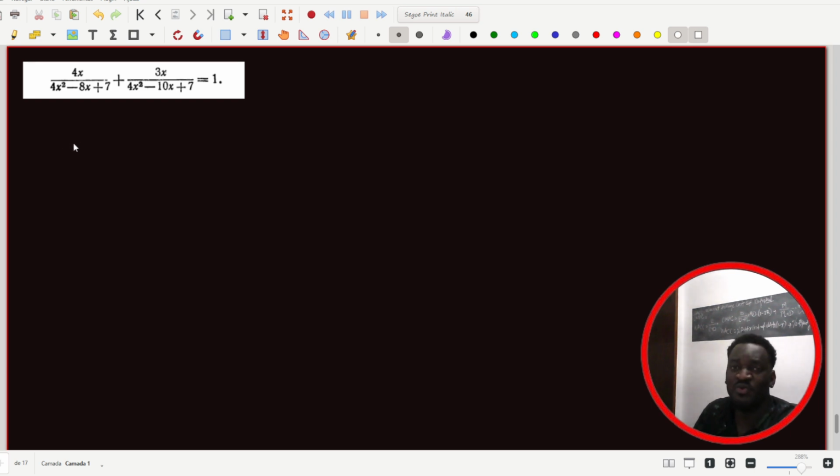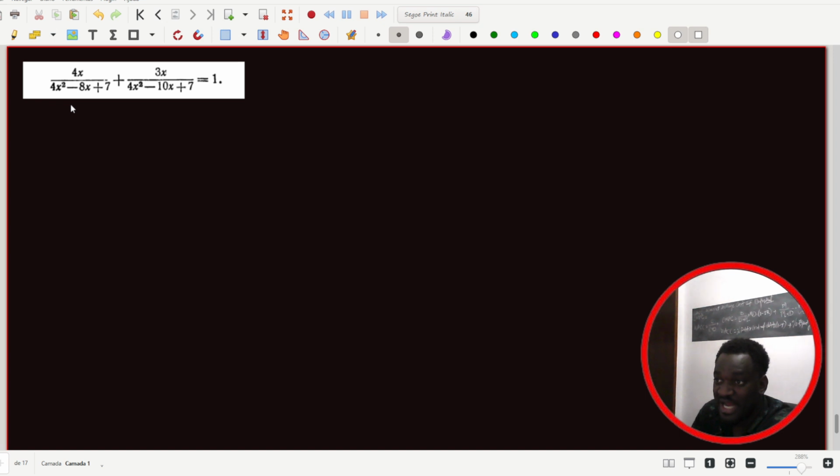So let's go to our solution. So guys, we have 4x squared minus 8x plus 7, plus 3x divided by 4x squared minus 10x plus 7, equals 1. Just reading the equation. To solve this, I'm going to divide the numerator and denominator by x, okay?